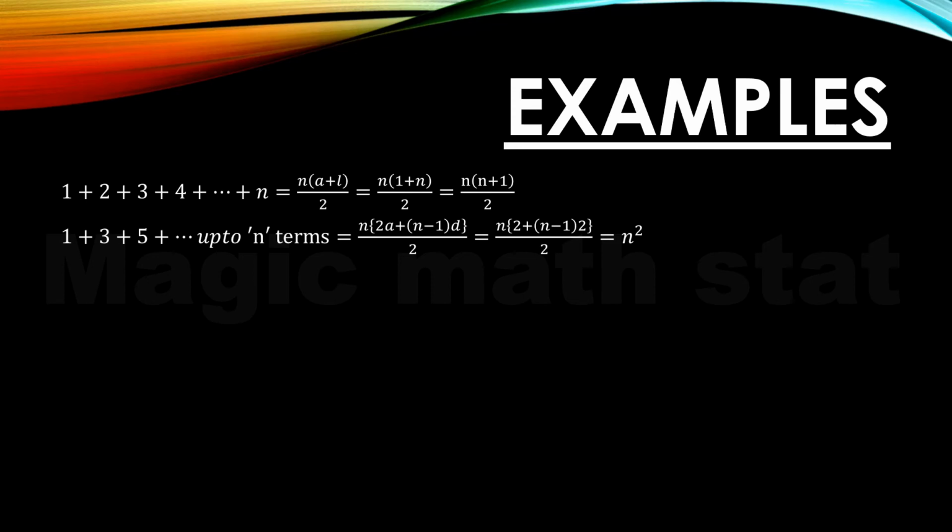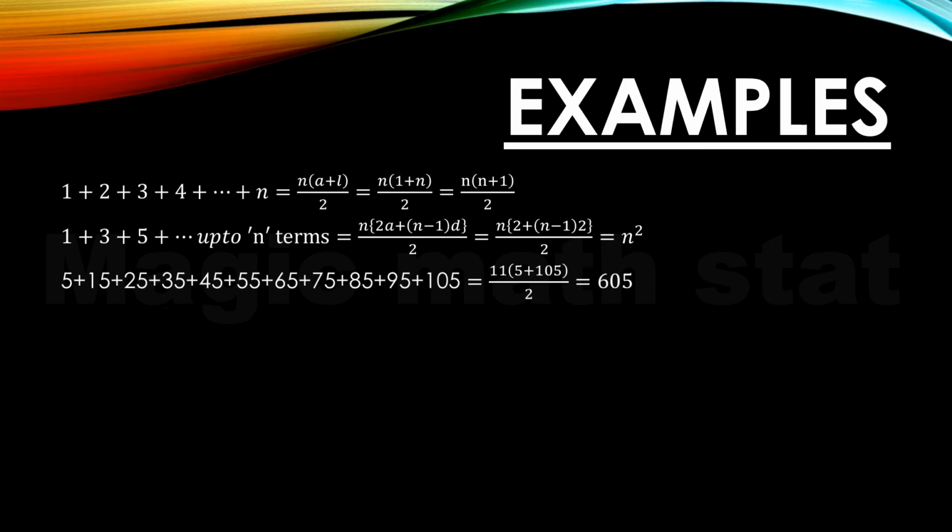In this case, we will use the second formula for sum of AP: n times (2a plus (n minus 1)d) divided by 2. Now put the values. You will get n times (2 plus (n minus 1) times 2) divided by 2. Simplify it, you will get n squared. So now you understand where to use the first formula and where to use the second formula.